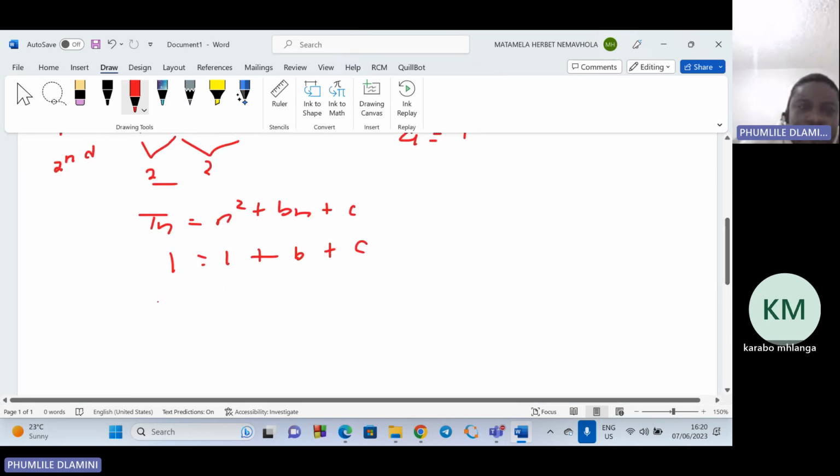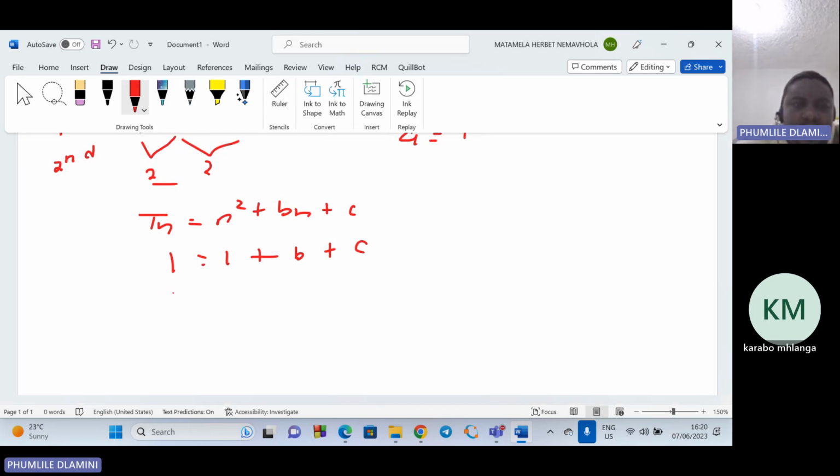When we solve it here, we take this 1 to the other side and subtract, it's going to be 0. Then we're left with b plus c equals 0. When b plus c equals 0, you make it your equation 1.